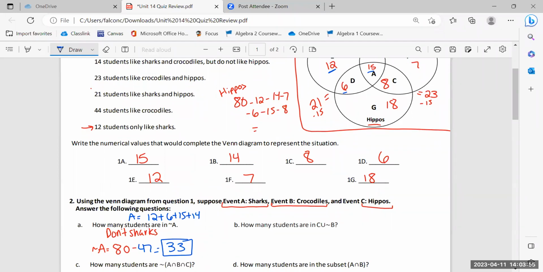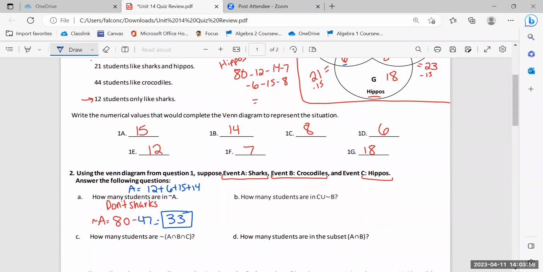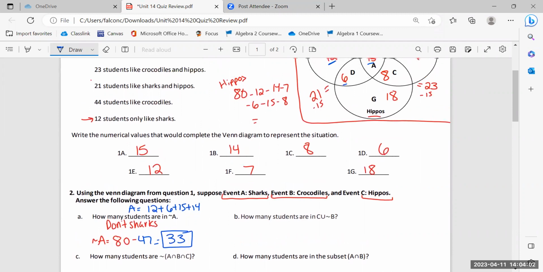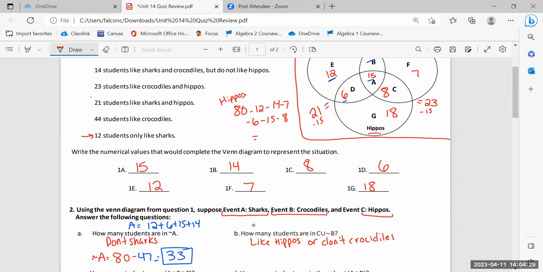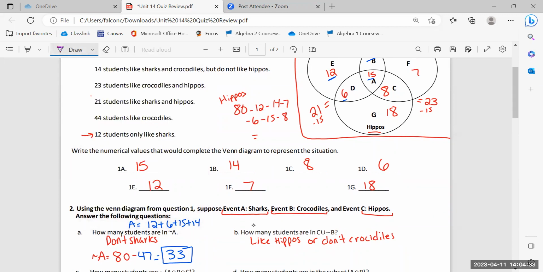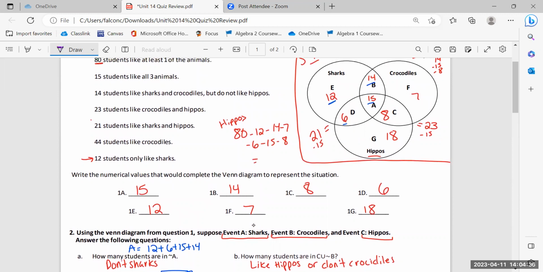All right, so part B says how many students are in C or not B. So how many are in C? Let's think about this. C is hippos. So how many like hippos, or don't like crocodiles? If I think about this, I want my whole entire circle of hippos, because we want all the students that like hippos. So we want all the hippos and then don't like crocodiles as well.